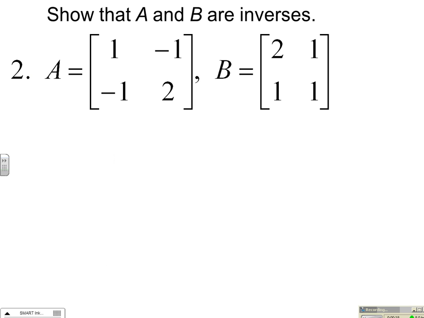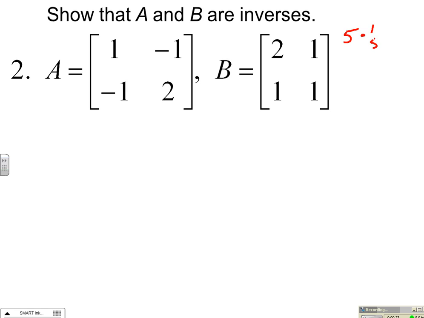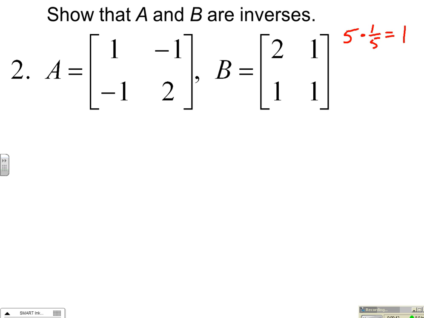Okay, show that A and B are inverse matrices. Well, what we know about inverse, and when they're talking about inverse, they're talking about multiplicative inverse. We know multiplicative inverse, for instance, 5's multiplicative inverse is 1/5 because 5 times 1/5 is 1. Well, in 2 by 2 matrix land, 1 is this guy.